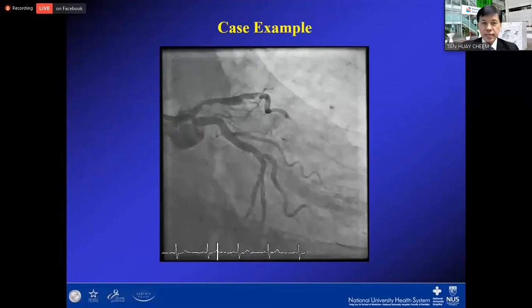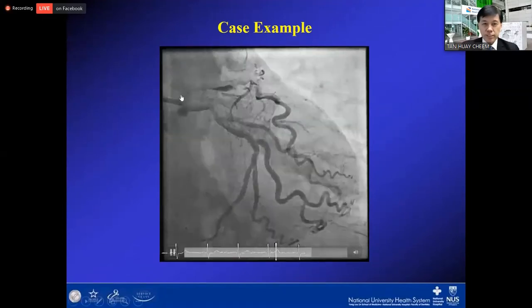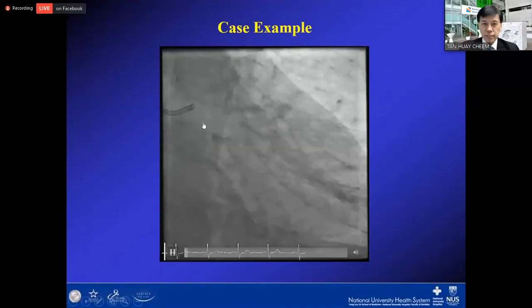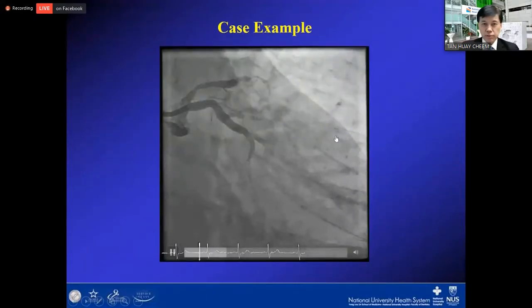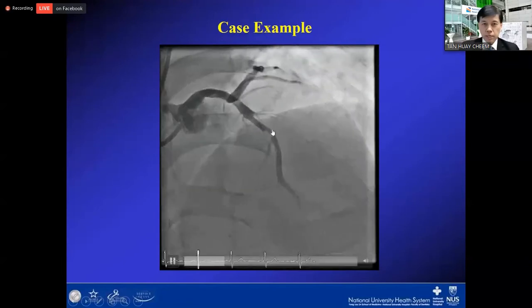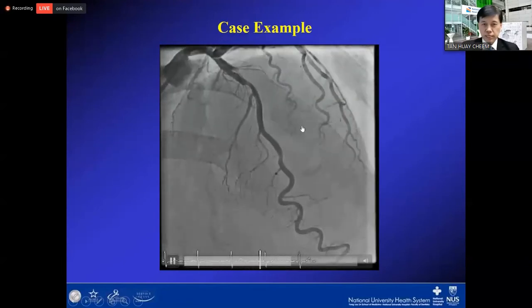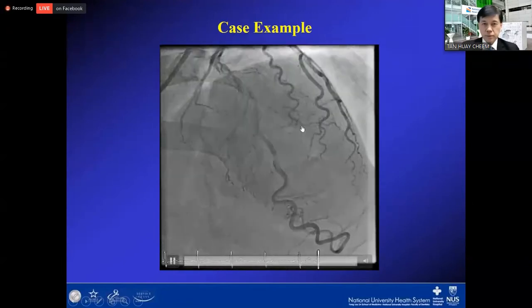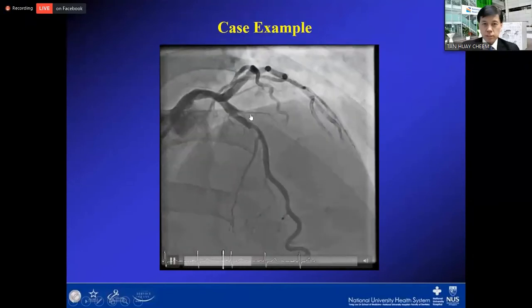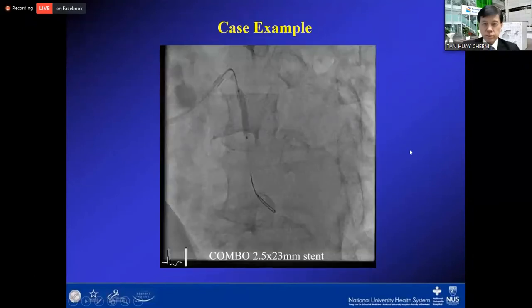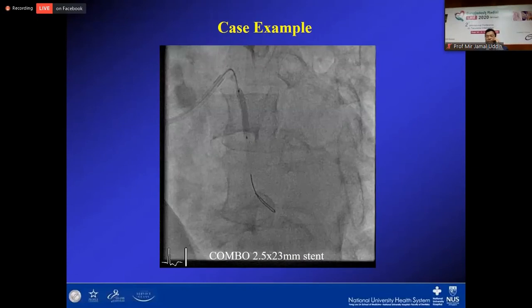And this is the angiogram. You can see that this is a proximal LAD artery. There is actually a tandem narrowing, but this is not the culprit vessel. The culprit vessel is actually an occluded diagonal artery. So this artery is occluded here. So we go ahead and fix the diagonal artery.